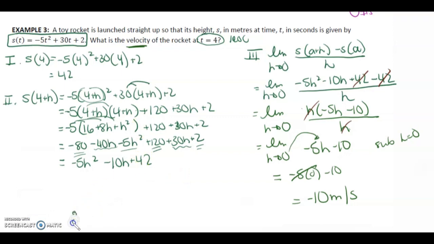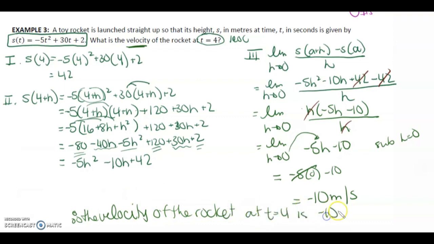Okay, so let's just write therefore the velocity of the rocket at t equals 4 is negative 10 meters per second.